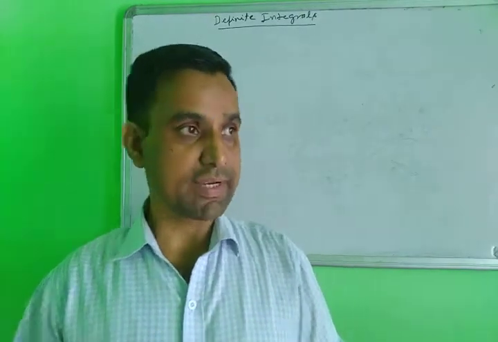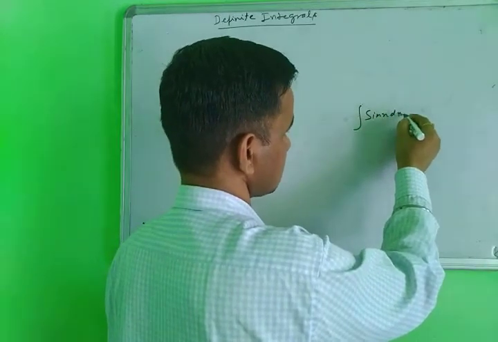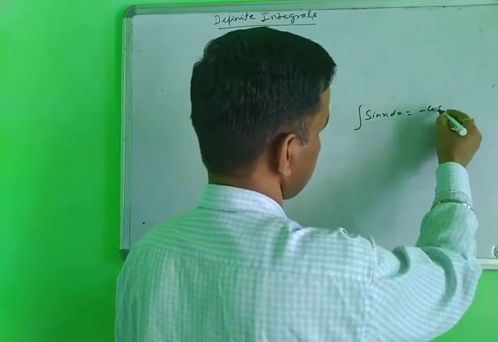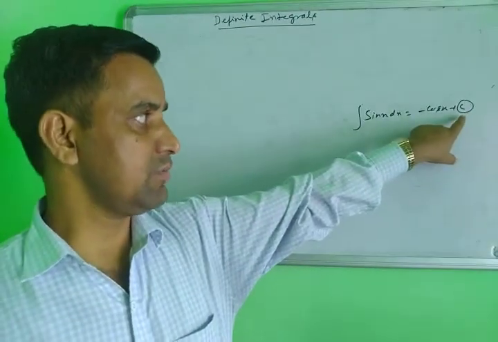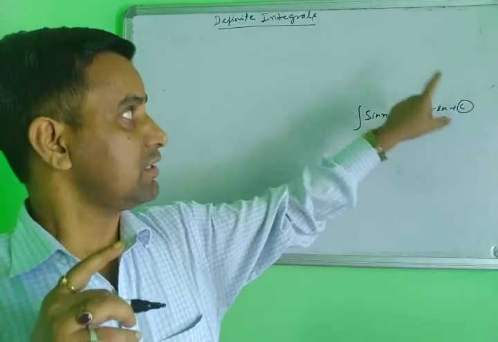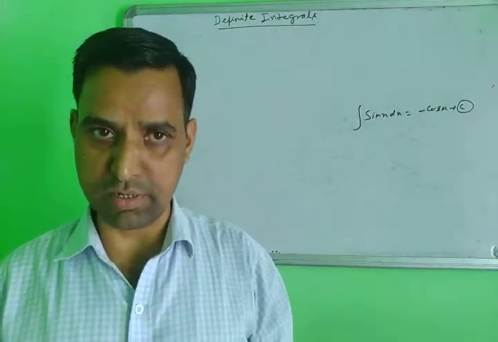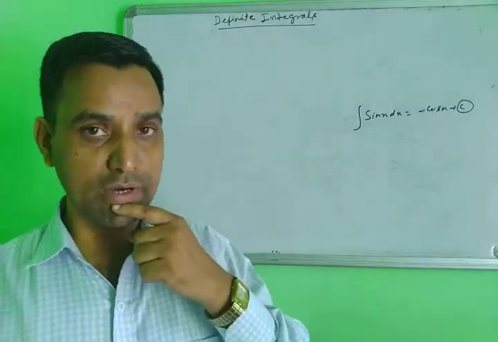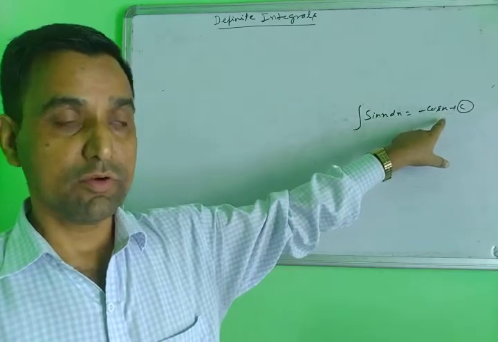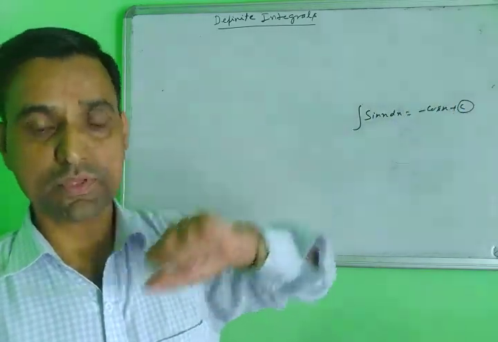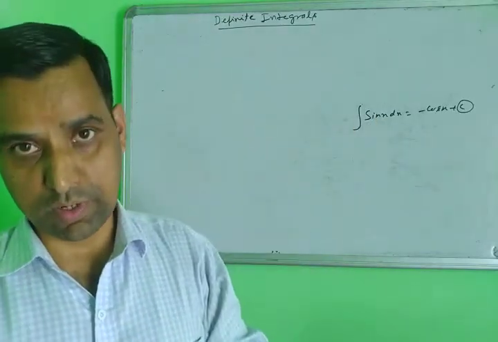Suppose you are finding the indefinite integral of sin x dx. This is minus cos x plus c. This c will disappear here because the name of this topic is definite integral. There is no constant here. If any constant value came here, then you would put this value in and remove the constant. You will find the integral at a fixed value.